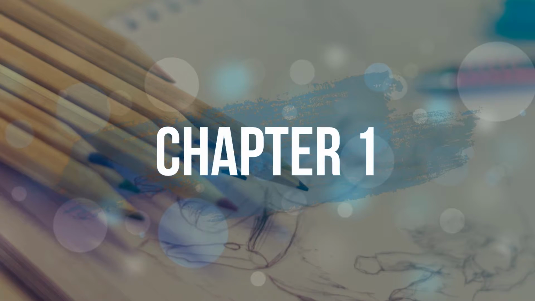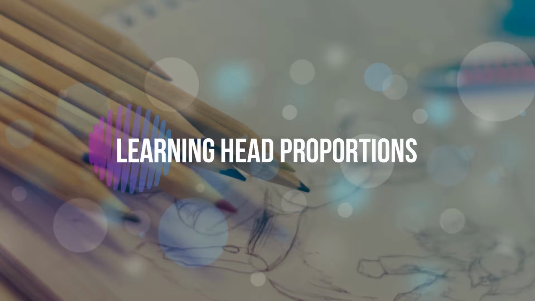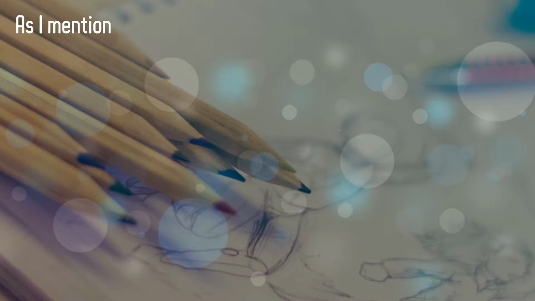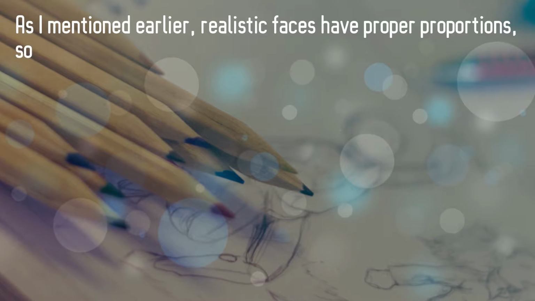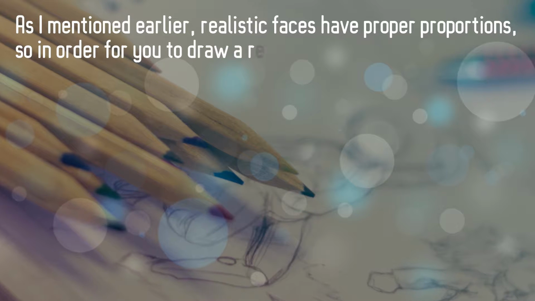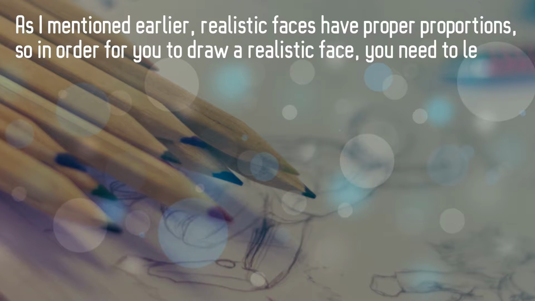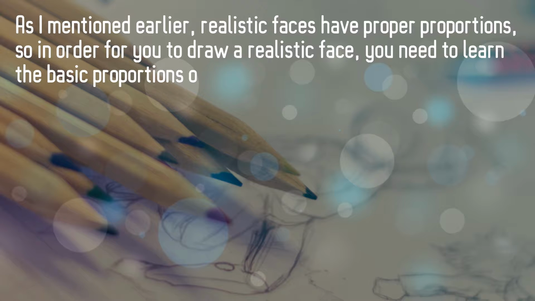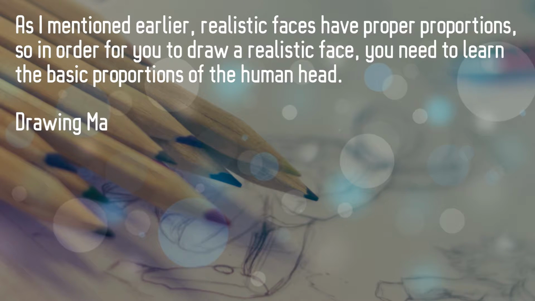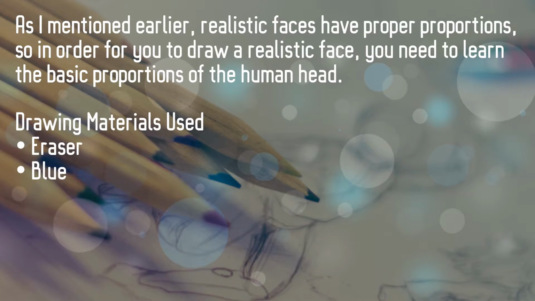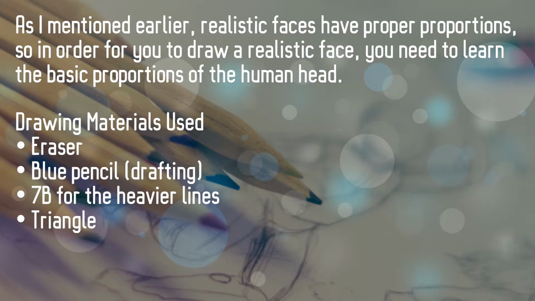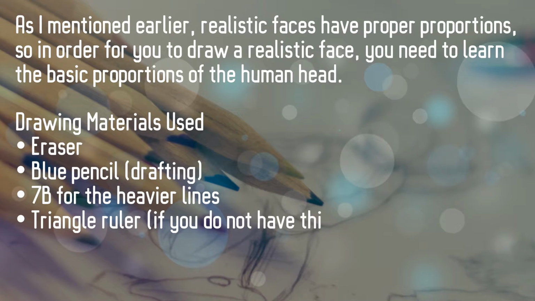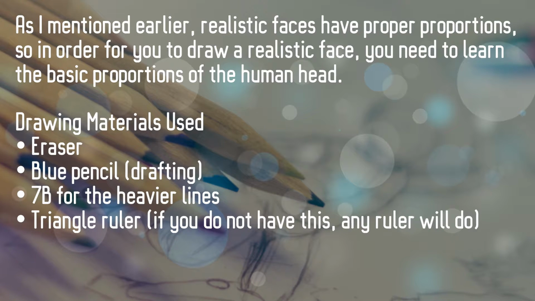Chapter 1. Learning Head Proportions. As I mentioned earlier, realistic faces have proper proportions. So in order for you to draw a realistic face, you need to learn the basic proportions of the human head. Drawing materials used: eraser, blue pencil for drafting, 7B for the heavier lines, triangle ruler. If you do not have this, any ruler will do.